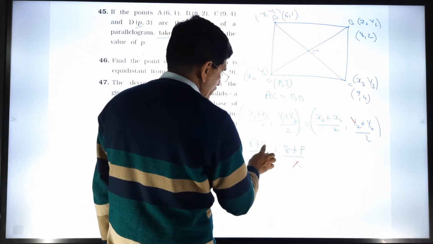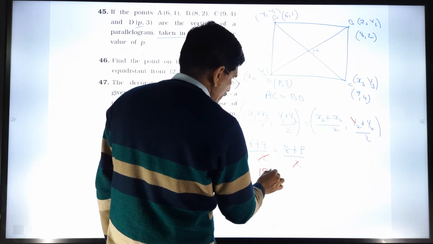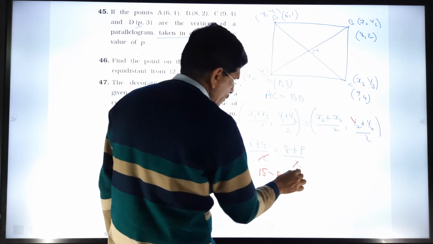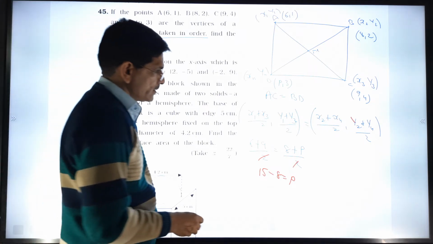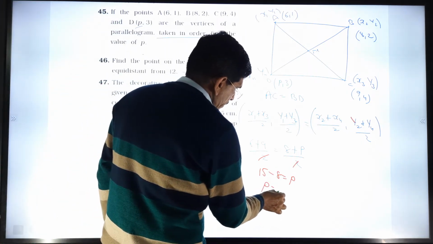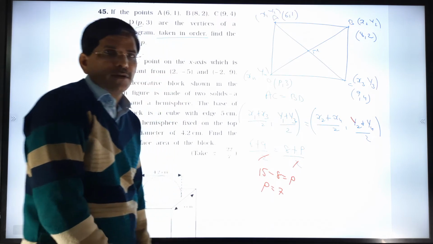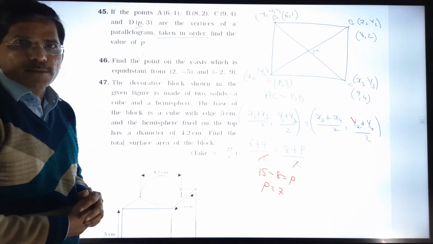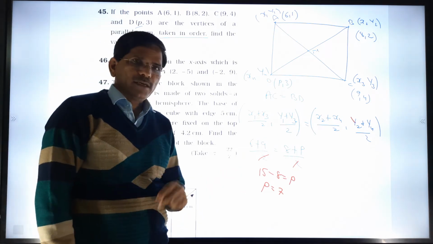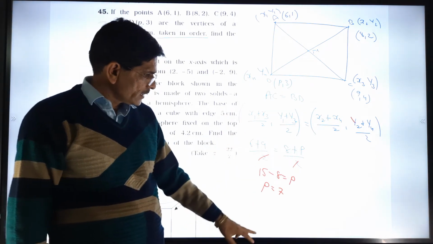So 8 plus 9 plus 6 is 15. 15 minus 8 is equal to p. So the value of p is 7. So the value of p is equal to 7. I hope you have understood this sum also. You can also take a screenshot so you can easily remember it.